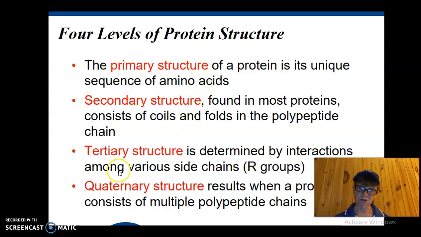So primary structure, the secondary structure is found in most of our proteins. So if you were asked to list something important about a protein, I would list how easily it's denatured or broken down. I would list that the secondary structure, the secondary way it's folded, is the most common. Tertiary is actually folded and interacted by its side groups, so those side carbons. And the quaternary is, we have to have multiple polypeptide chains.